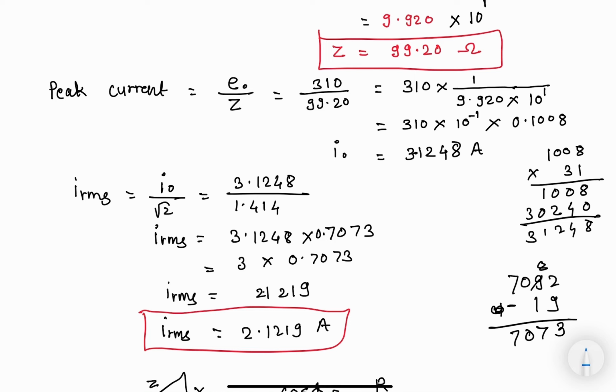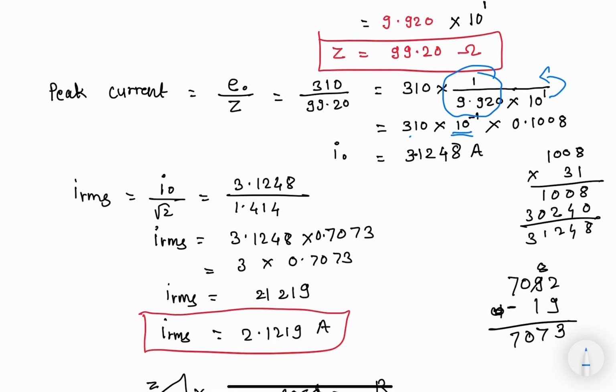Peak current is given by Ohm's law, voltage upon impedance. So voltage is 310 upon 99.20, using the reciprocal. So for 310 reciprocal chart, again you have to see in this format. I shift that one decimal, it's 9.920 into 10 raised to 1. 10 raised to 1 goes to the numerator, it becomes 10 raised to minus 1. 310 into 0. Now we have to check the reciprocal of 1 upon 9.920.